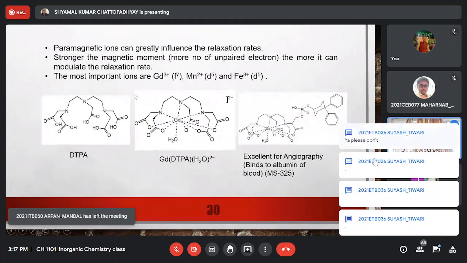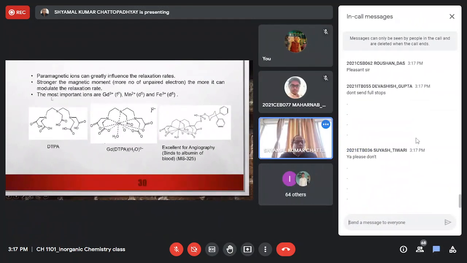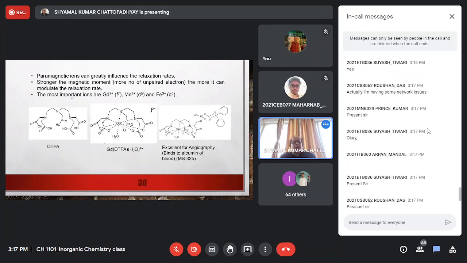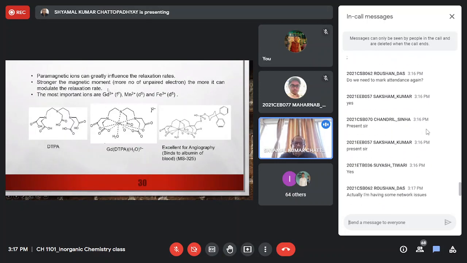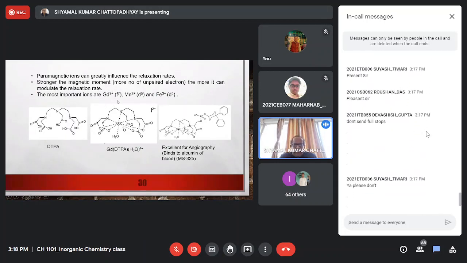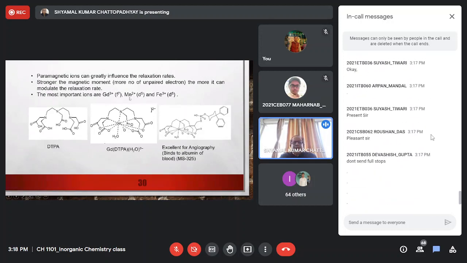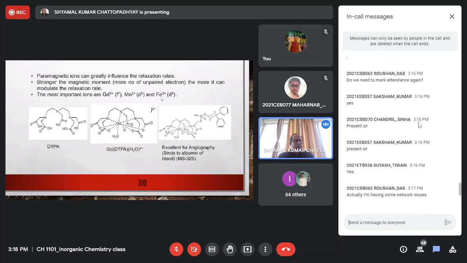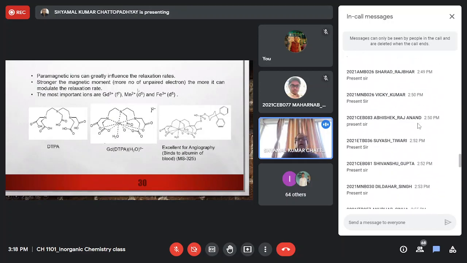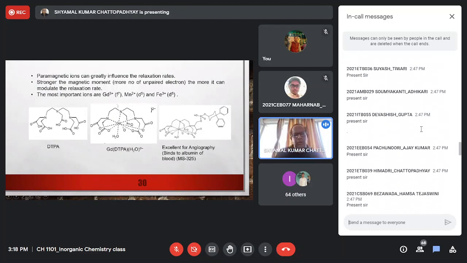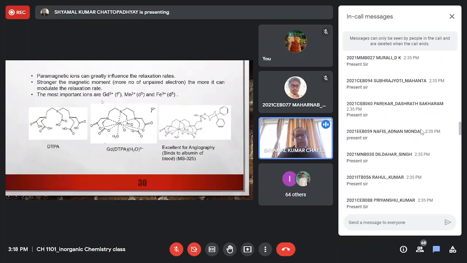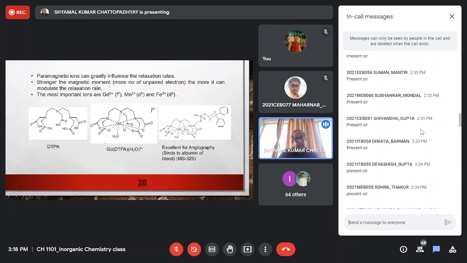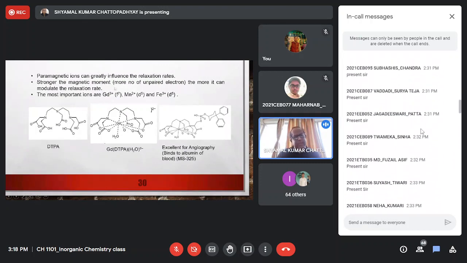So for contrast agents, generally those metal ions are used which have a large number of unpaired electrons, and generally two or three metal ions are used. We have gadolinium, a lanthanide metal ion, which has 7 unpaired electrons, and manganese 2 ion or ferric 3 ion, which have d5, that is 5 unpaired electrons. But most important, in probably 98% of cases, some kind of gadolinium complex is used as the imaging agent.